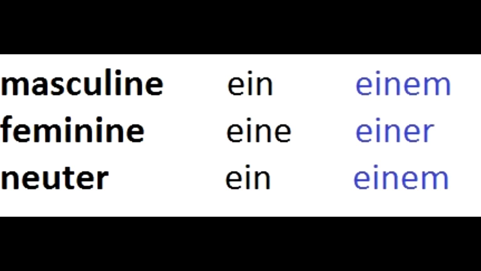Now, just like in the previous articles, there's also an indefinite article for the dative case. Similarly, the masculine ein changes to einem. The neuter ein changes to einem as well. And the feminine eine changes to einer. And there's no plural for this.